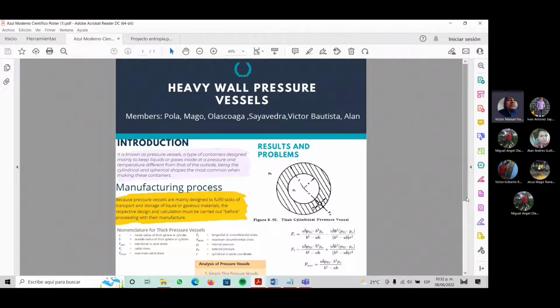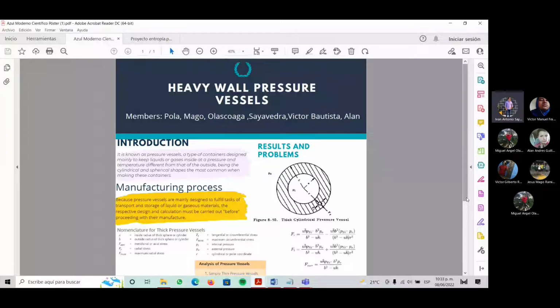Since the stresses that occur in a container are not measured directly, they are determined by measuring the deformation that occurs on the surface. The deformations are measured by means of strain gauges, and from them the stresses are determined.